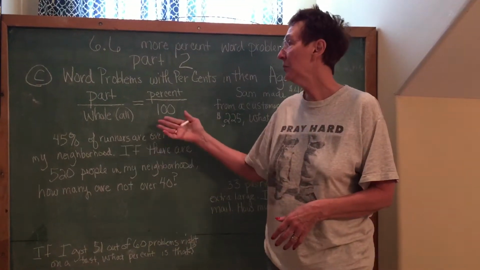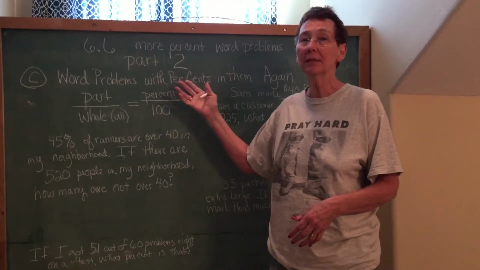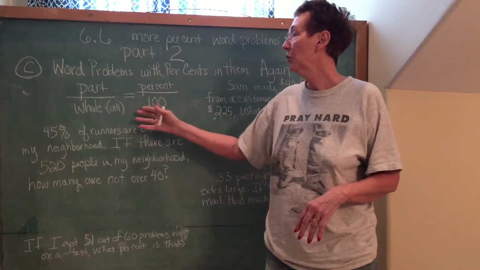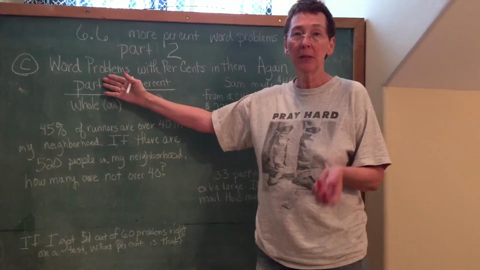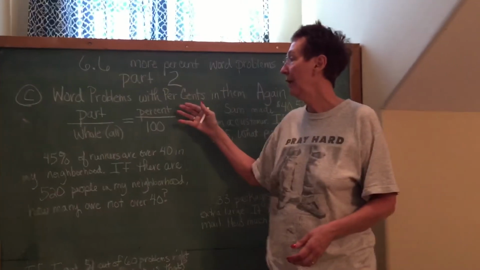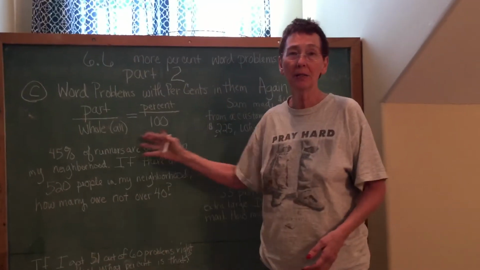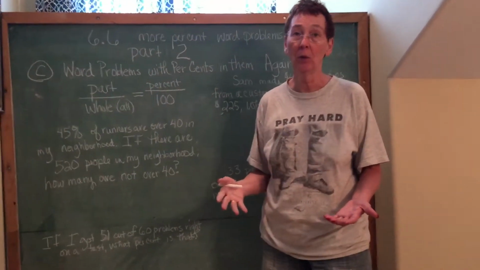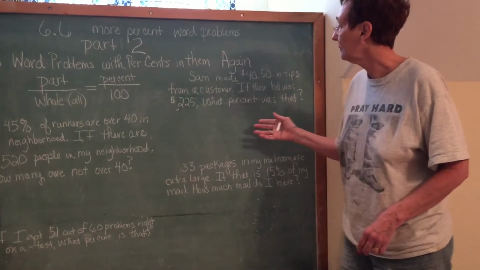If you'll remember previously in 6.5, we talked about how to do a percent word problem. If you see a percent anywhere in the word problem, you're going to set a proportion up like this: the part or the piece that you have over all of it, or the whole, equal to the percent over 100. So this is our basic proportion, and every time we've got to find those three things in the word problem. Let's start with this first word problem.